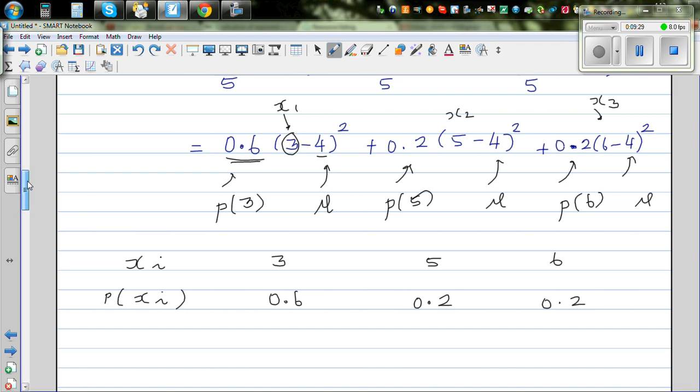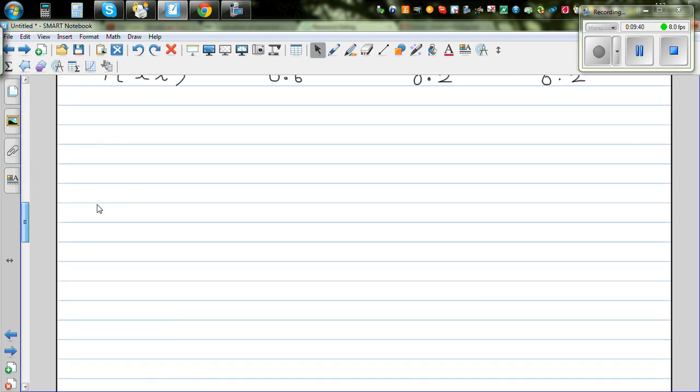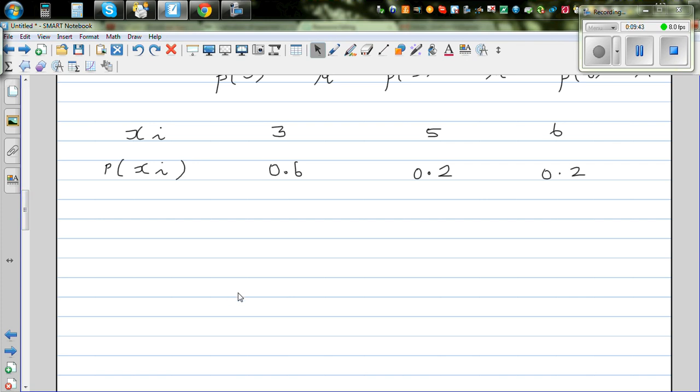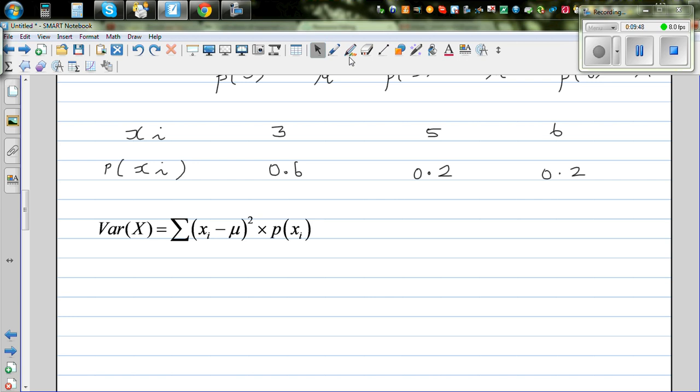So what does this formula tell me? Let me bring that formula down. Let me copy this and paste it here. Okay, so the formula tells me we are going to get the same answer. The formula tells me that the variance of x, I'll write VAR, is the sigma of (xi minus mu) squared. Your mu, in this case, is 4. And this is your p of xi.